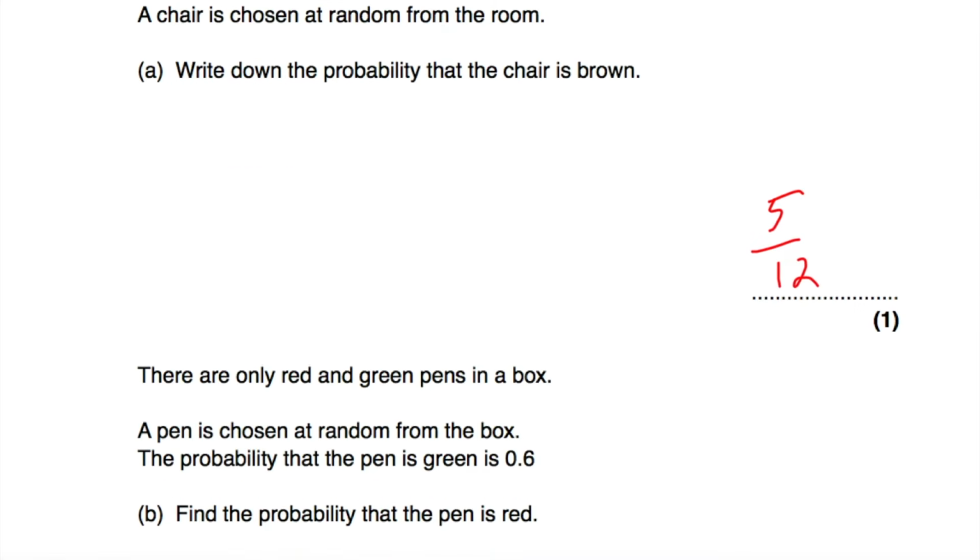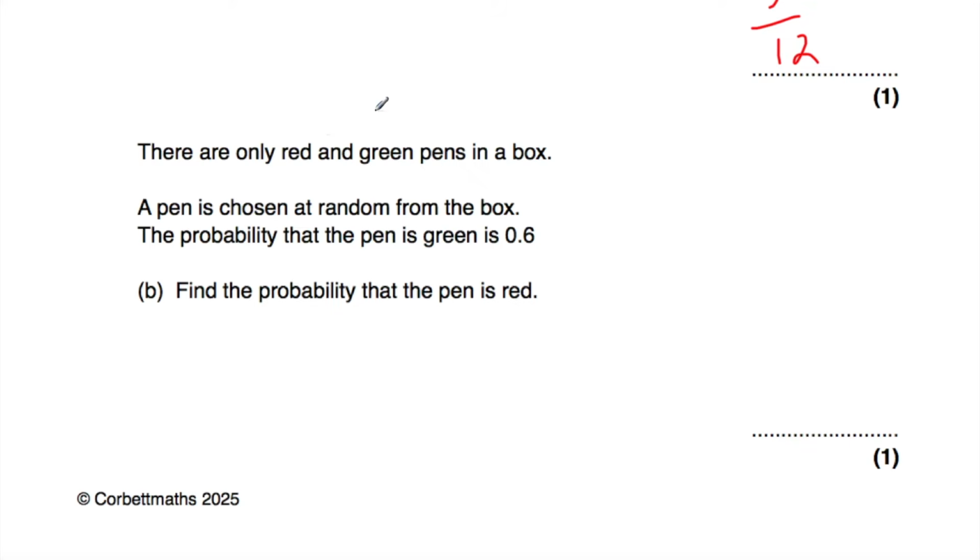Now, if we carry on, we're then told there's only red and green pens in a box. And a pen is chosen at random from the box, and the probability that the pen is green is 0.6. Because remember, probabilities can be given as decimals and percentages as well as fractions. So here we've got the probability as a decimal. And we've been asked to find the probability that the pen is red.